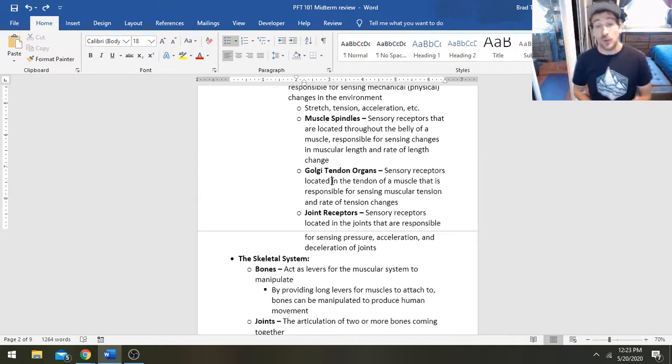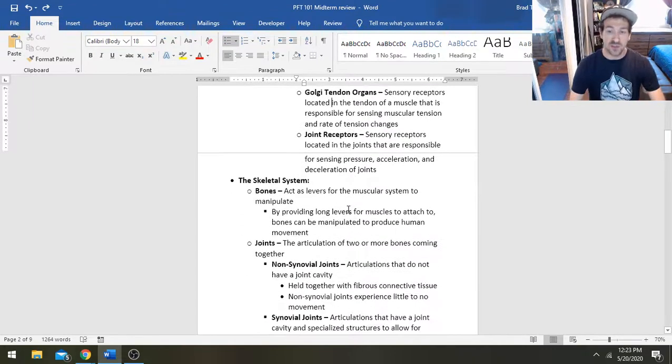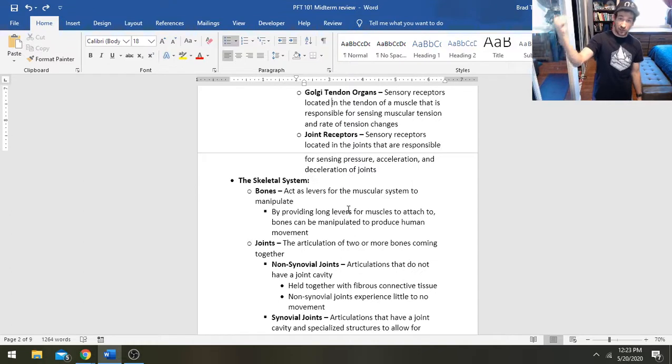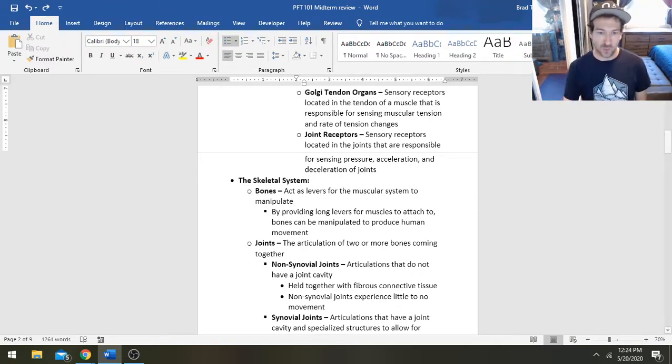Now you also have joint receptors. Joint receptors are sensory receptors that are located in the structures of your joints. There's actually a few of them, but their job is to sense the pressure and acceleration or deceleration of your joints. So as you are moving, they're sending signals to the brain saying, hey, we're accelerating, or hey, we're decelerating. Or if I lock my joints out, hey, there's a lot of pressure in here, right? And so that's, again, how my brain interprets where it is in space.